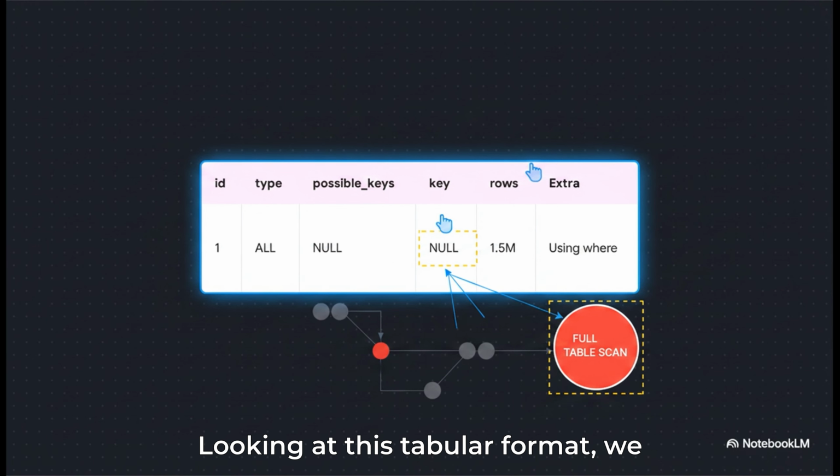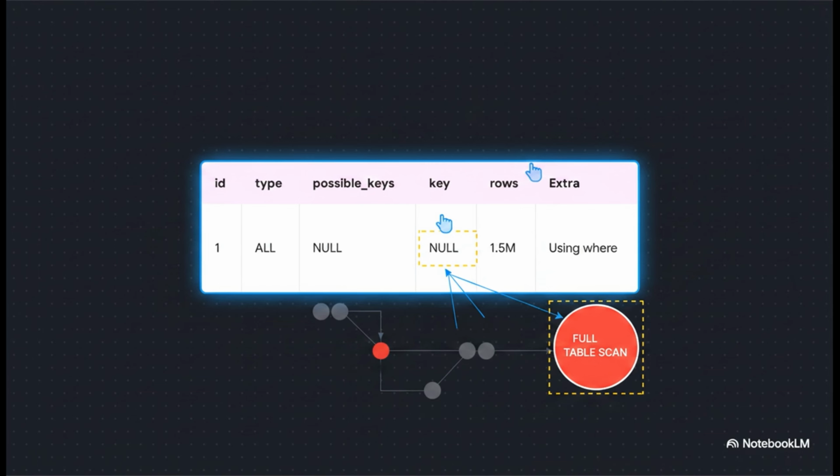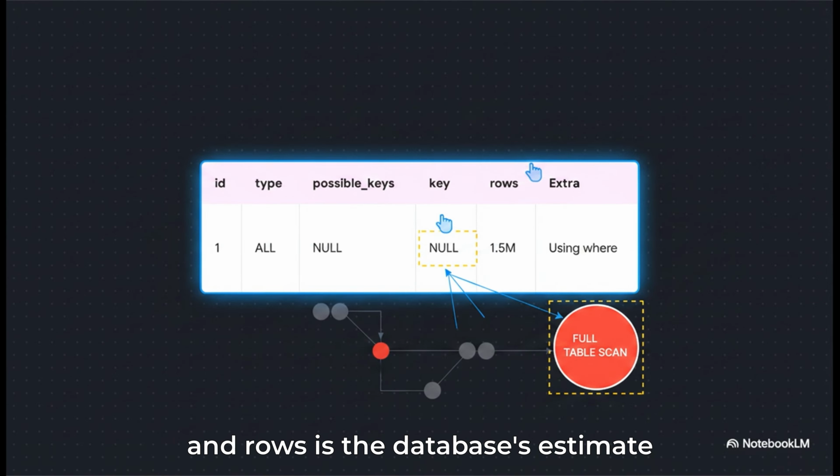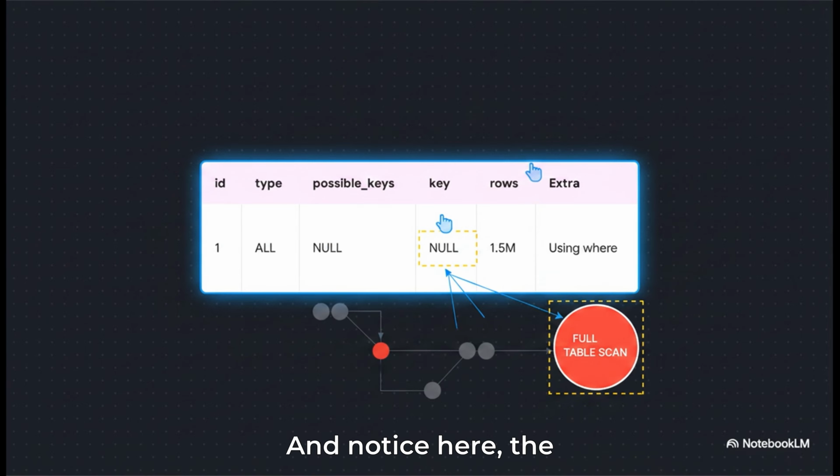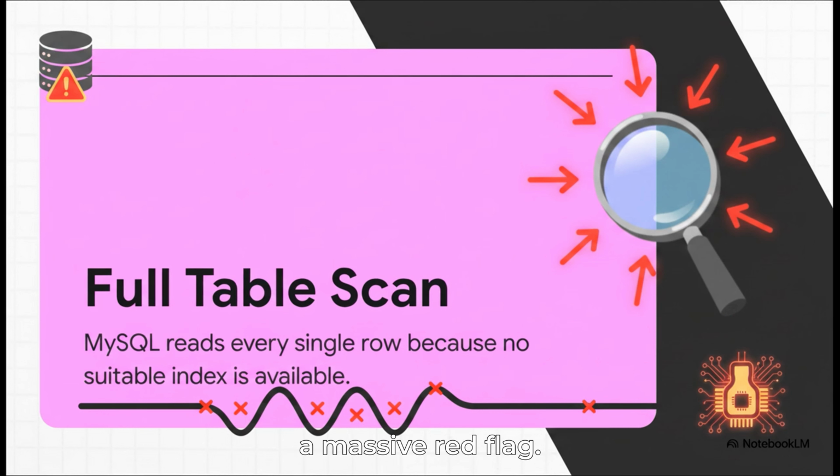Looking at this tabular format, we really need to focus on three specific columns: type, key, and rows. Type tells us the access method, key tells us which index is actually being used, and rows is the database's estimate of how many records it has to scan to find the result. And notice here, the key is completely null. And that leads us to a massive red flag.